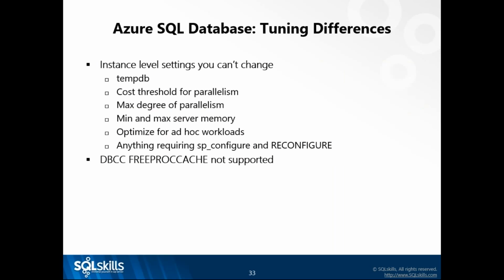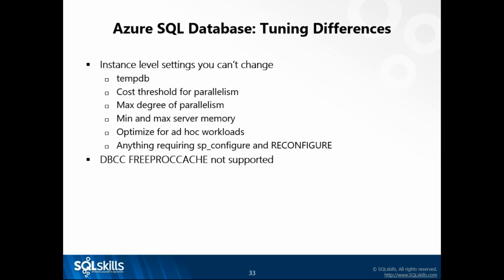So what are some tuning differences with Azure SQL Database? There's a ton of all the instance level stuff we're used to doing, such as configuring TempDB, your cost threshold for parallelism, max degree of parallelism, min max server memory, your optimize for ad hoc workloads, or anything requiring sp_configure, reconfigure, we can't touch, we can't do. Now, there are some things you can still query in sys.configurations, look at these values, but you can't change them.